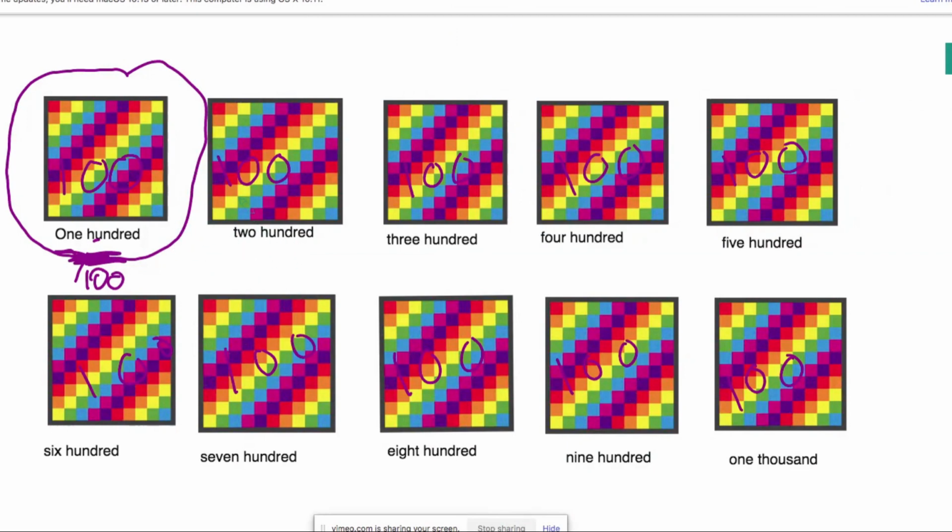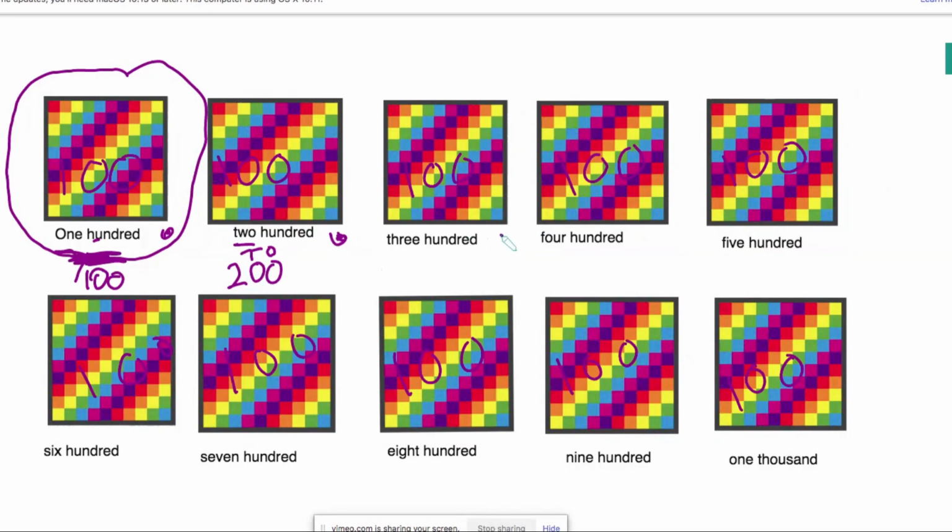Now, if we are moving on to the second one, we have 100, 200. So we've counted 2, so it's now 200. We're at the number 200. The number 200 must start with the number 2. And we have 00 because there are no tens. There are no tens and there are no ones in the number 200.